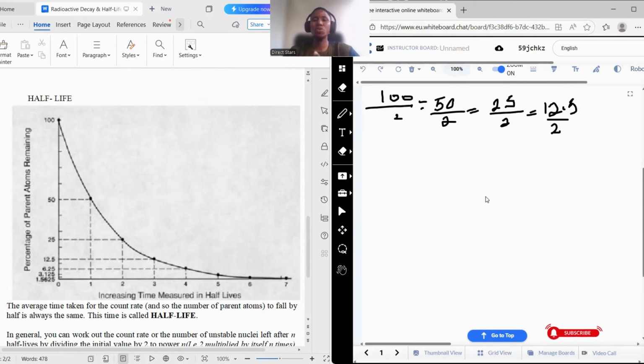And this is always the same in decay. It is always the same. The time rate is always the same. For 100 to fall by half is still the same time as for 50 to fall by half. That is what we call half-life.